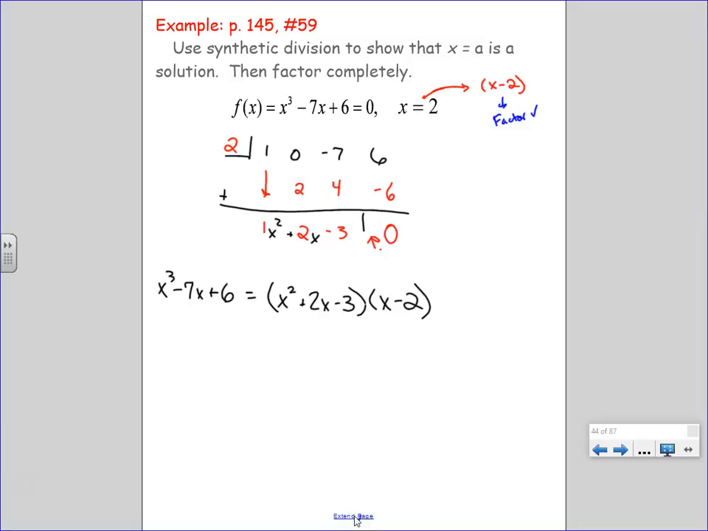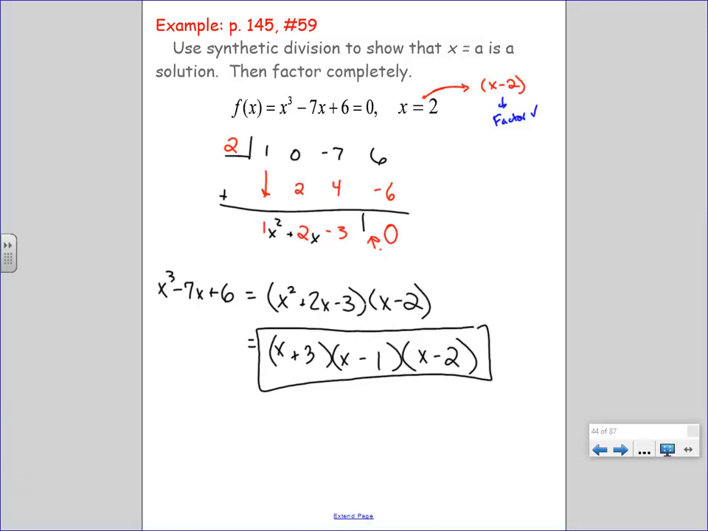Now, hold on, they said factor completely. Can we keep going? Yes. It's a quadratic. What can we do with it? How do we factor? X plus 3, minus 1. So x plus 3 times x minus 1 times x minus 2 is fully factored.